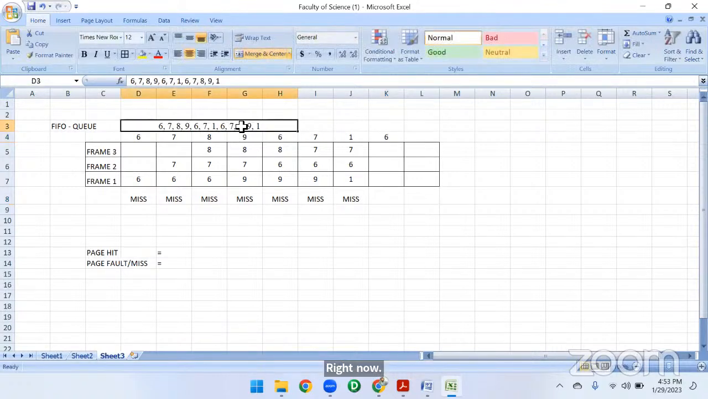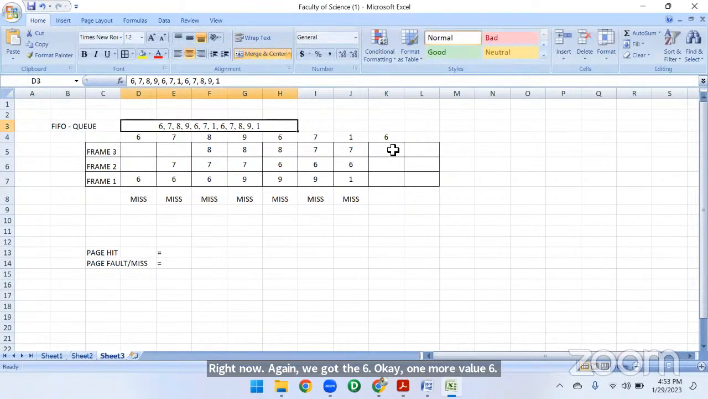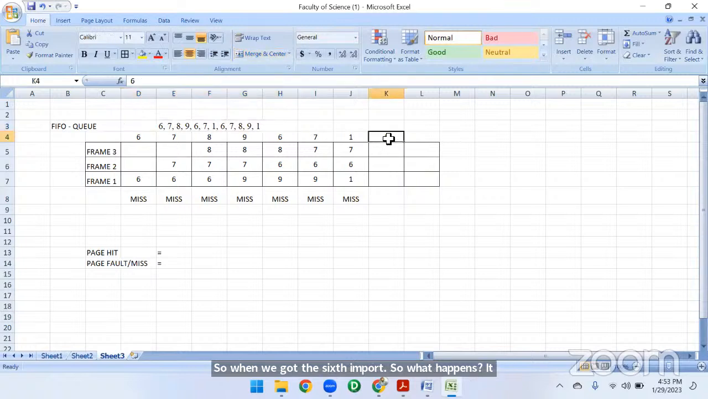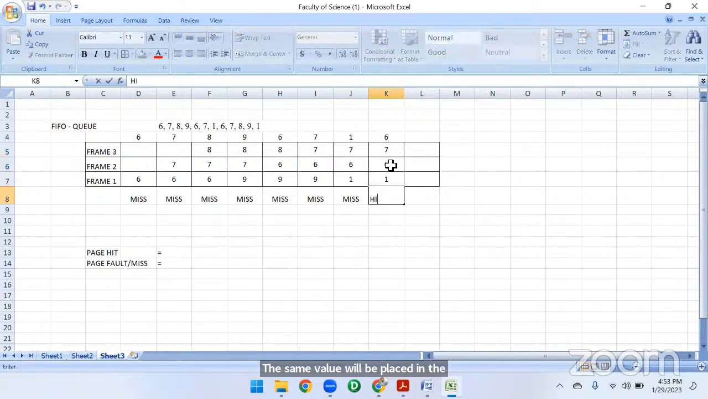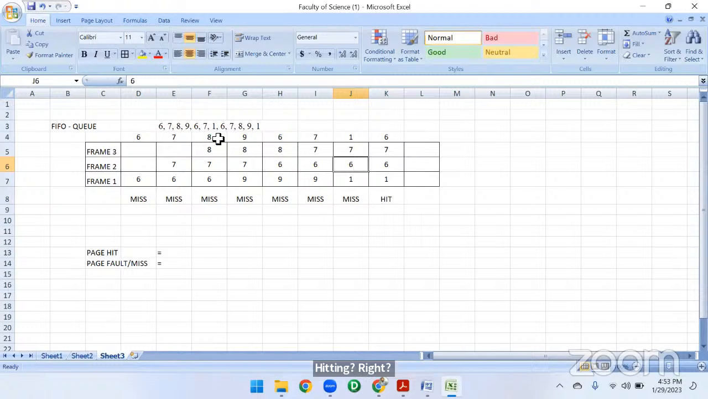So when we got 6 as an input, what happens? First it will check whether 6 is present or not. So 6 is already present here, right? The same value will be placed in the memory, and it becomes a hit ratio. Why? Because it is hitting. Okay, 6 is already present, hit, right? Are you able to understand? Yes, sir.